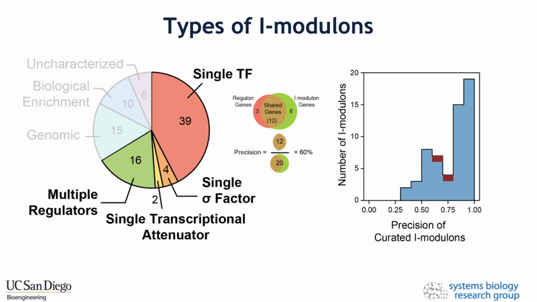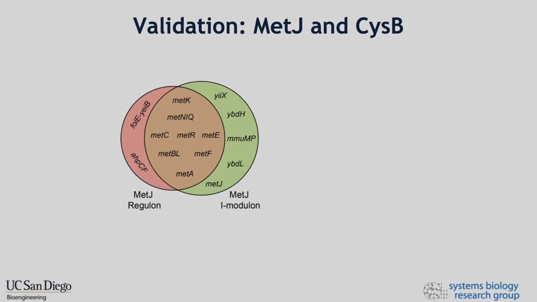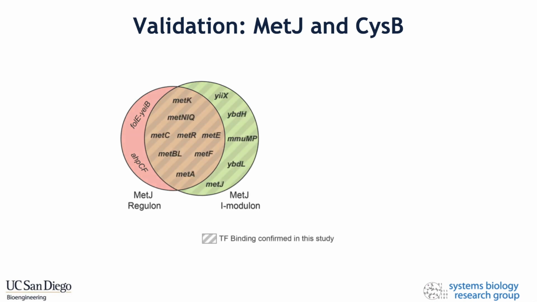We chose two iModulons whose precision was slightly lower to validate whether the predicted genes were actually part of the regulon or not. So the MetJ transcription factor regulates methionine biosynthesis. The iModulon contains 6 extra genes that are not originally reported in the MetJ regulon. We performed ChIP-exo to find the genome-wide binding sites of MetJ, and we were able to confirm every single gene in our iModulon. In addition, we did not find binding sites upstream of the 2 genes that were reported to be in the regulon, but not found in our iModulon.